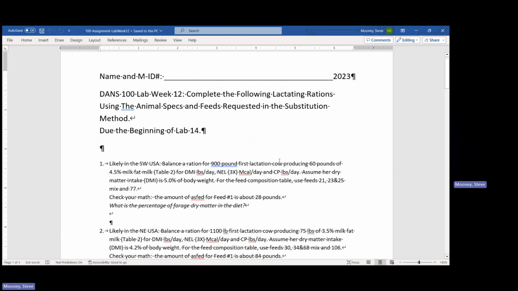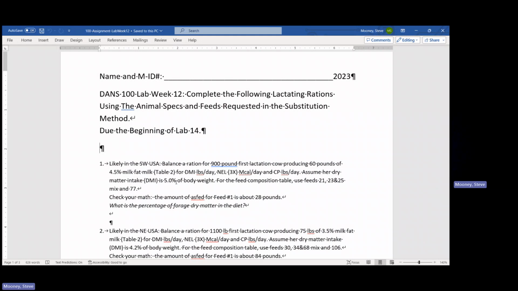So you've got a description of the animal. You're going to use table 2 to generate her requirements. We assume a dry matter intake provided. And then what we're doing is creating mixes this time. So if you look at the feed composition table, use feeds 21, 23 mixed with 25, and 77.